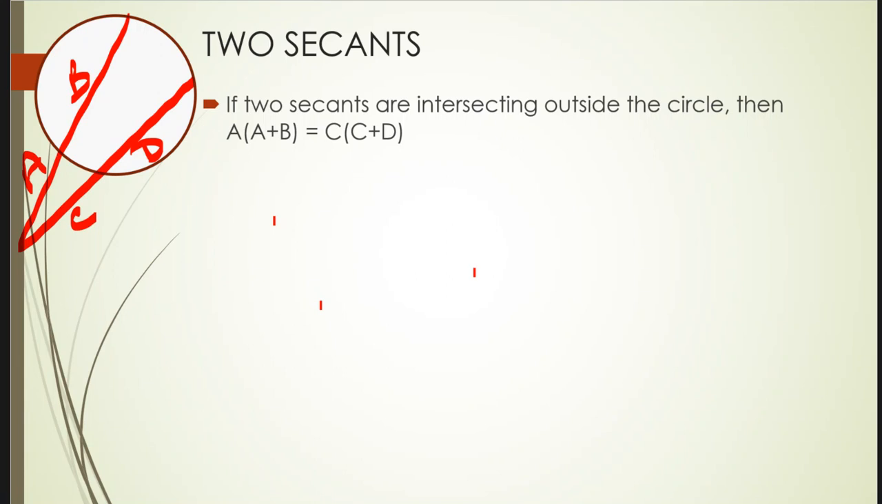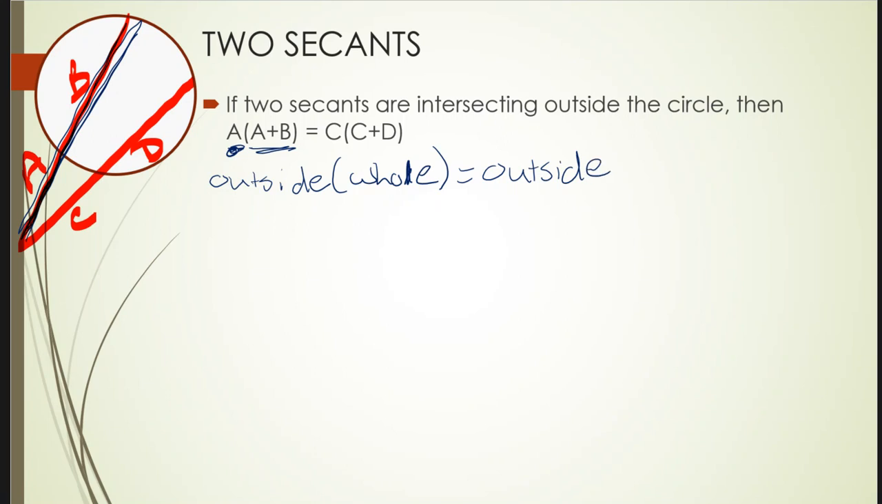Now, the property here, the best way to think about this is that this is the outside, and then this is the whole. So out is like the outside part of the secant. So it's outside times the whole segment. By the whole segment, it's A plus B, so it's going all the way across. So it's this whole entire thing. And then the other one is the same. It's the outside part, which is C, this small part, and then times the whole. The whole is when you add C plus D. So again, that's the way I would think about these.